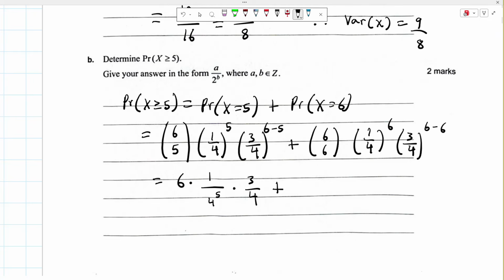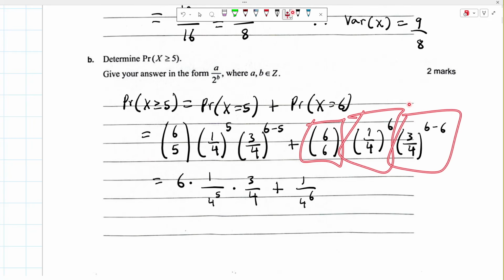Now, 6 choose 6 is just going to be 1, right? So we just get 1 over 4 to the 6. And obviously 6 minus 6 is 0. Anything to the power of 0 is just 1. So we get 1 times this times 1 is just going to give us this.